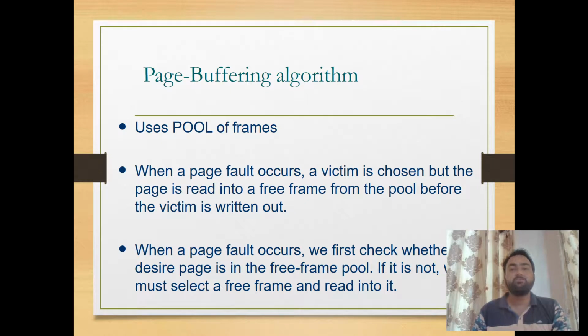And the last one is the page buffering algorithm. As you can see from the name, buffering, that means it uses a temporary storage, a buffer, to hold the frames. That means the frames that are used to store the pages that are required for execution by the process are stored or held in a pool of frames in a buffer. And when a page fault occurs, a victim is chosen, but the page is read into a free frame from the pool before the victim is written out.